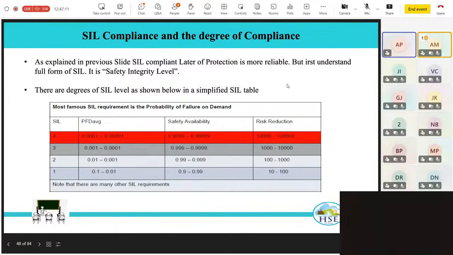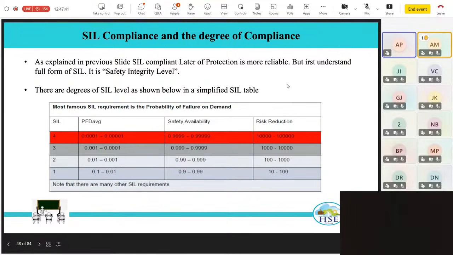So risk reduction factor is a term which is nothing but the reciprocal of PFD average. So that is easy to understand. It is the same thing expressed by a reciprocal function. That means if you want to express a PFD average of 0.1 to 0.01, you can express it as a risk reduction factor of anything between 10 and 100. This is the explanation given for this table.